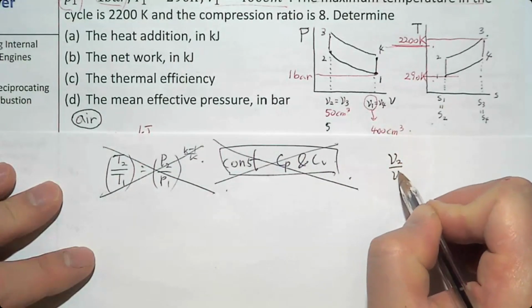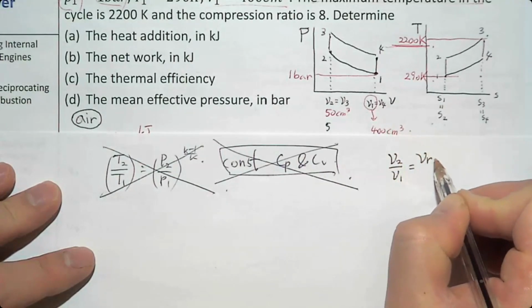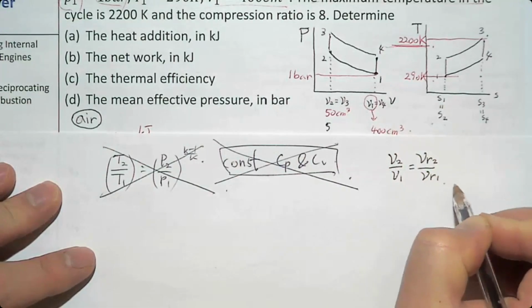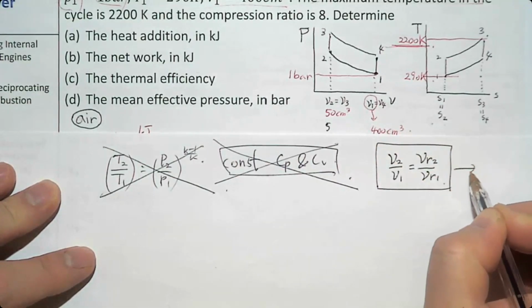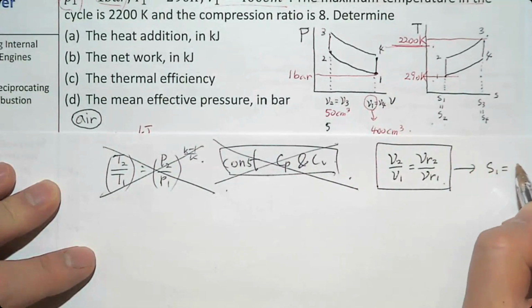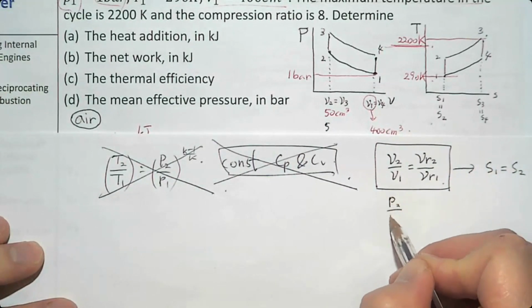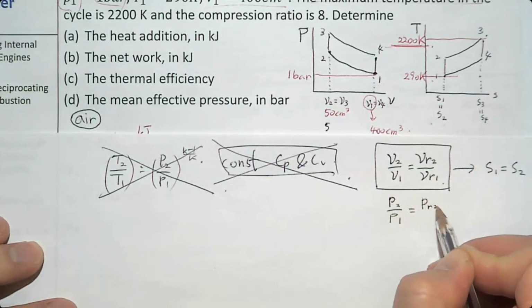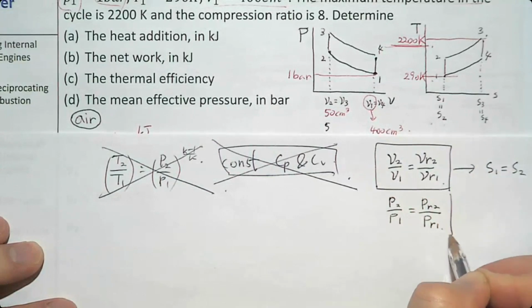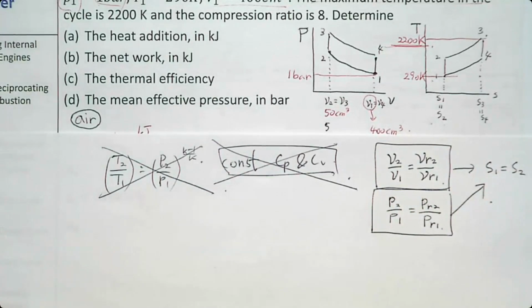V2 over V1 is the same as VR2 over VR1. So this is okay when you have an isentropic process. There's one more. P2 over P1 is PR2 over PR1. That is also valid when you have an isentropic process. So we are going to use one of these to determine the properties at state number 2. So how can we do that?